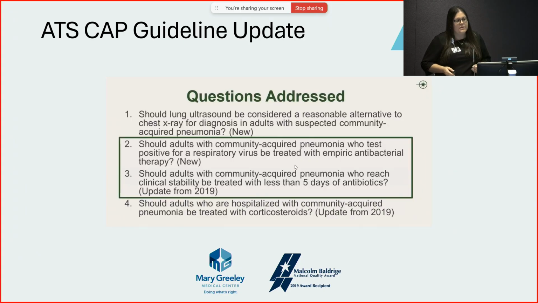But this guideline is addressing 4 central questions, 2 of which I'll try and address from the antimicrobial stewardship viewpoint. Should adults with community-acquired pneumonia who test positive for a respiratory virus be treated with empiric antibacterial therapy? And should adults with community-acquired pneumonia who reach clinical stability be treated with less than 5 days of antibiotics?